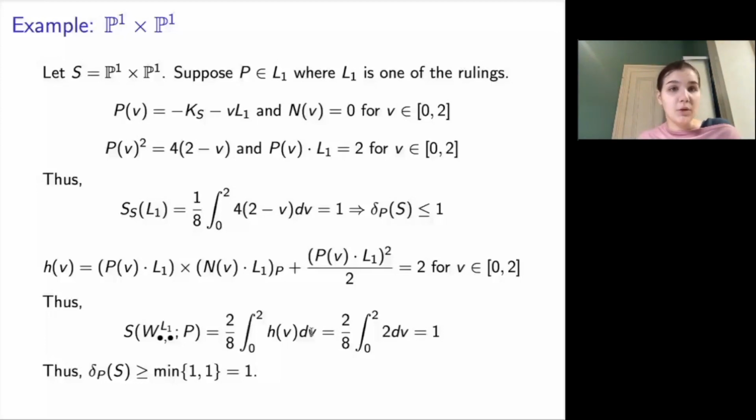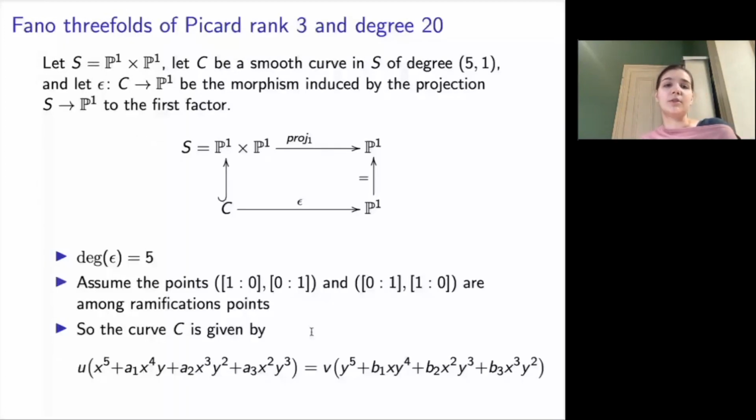Okay, now that we know how to estimate the local delta invariants, we can go to the main topic of my talk. And this is Fano threefolds of the Kähler rank 3 and degree 20. What I want to do is to use this theory for surfaces to help me do the calculations for threefolds.